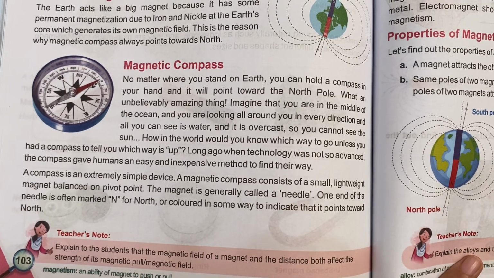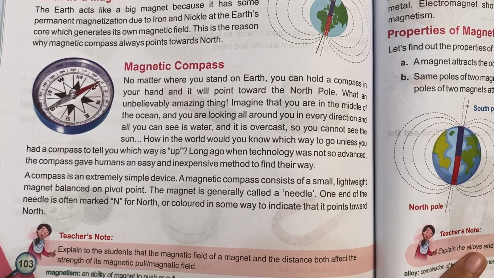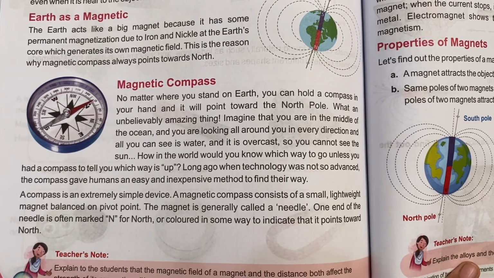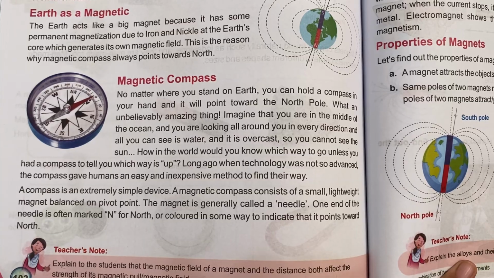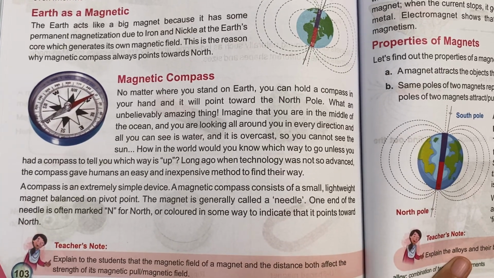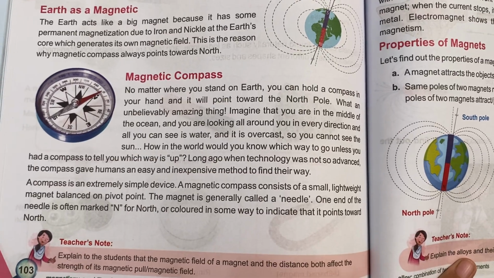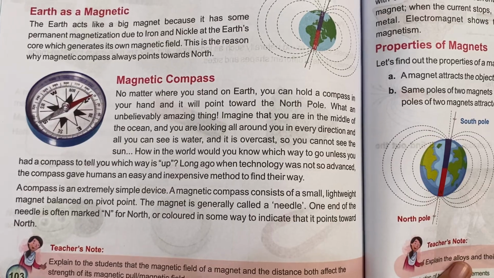What an unbelievably amazing thing. Imagine that you are in the middle of the ocean and you are looking all around you in every direction, and all you can see is water, and it is overcast so you cannot see the sun. How in the world would you know which way to go unless you had a compass to tell you which way is up?